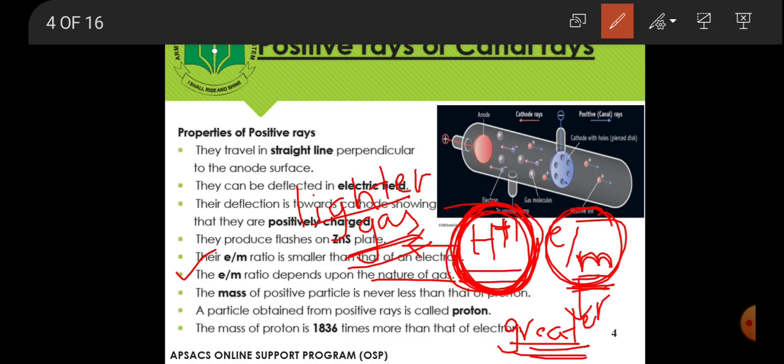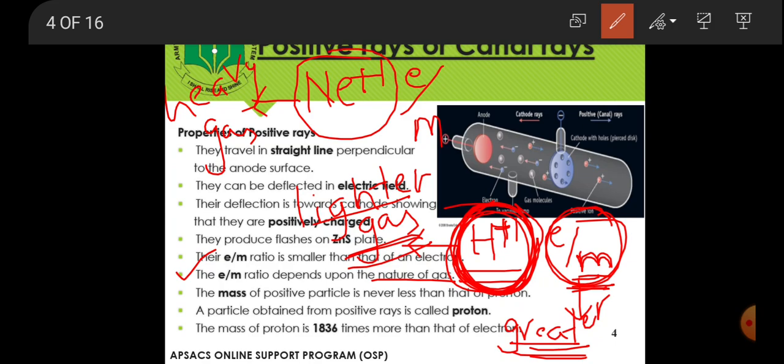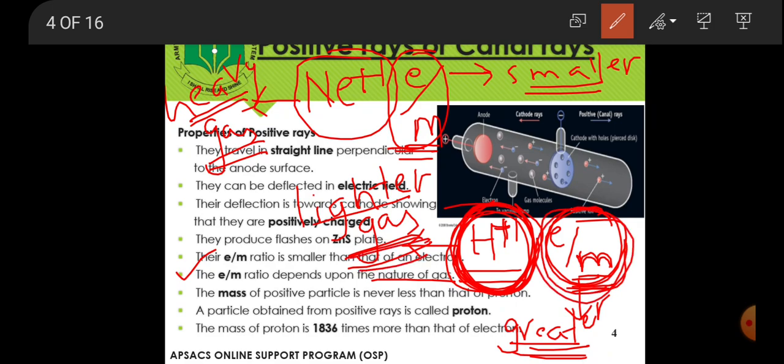If some heavy gas is used, for example neon, then the positive particle produced from neon is Ne+1. If a heavy gas is used in a discharge tube, then the positive particle produced from it is also a heavy particle and the mass will be greater. When the value of the denominator is greater, then the overall value will be smaller. So we can say that the charge to mass ratio of a heavy gas is smaller and the charge to mass ratio of a lighter gas is greater.